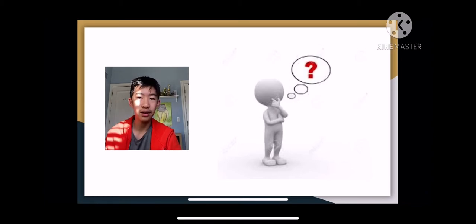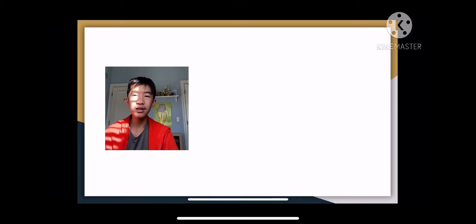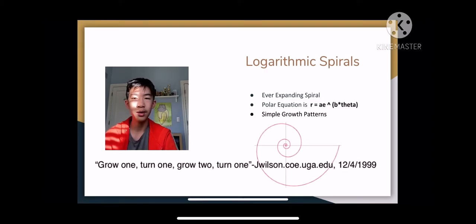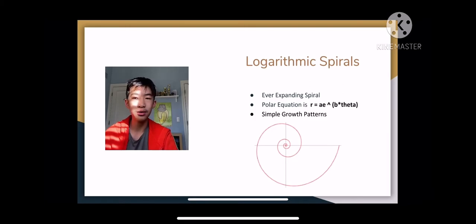Now, some of you people out there may not even know what a logarithmic spiral is. So, what is it really? A logarithmic spiral is a spiral that follows simple growth patterns such as grow 1, turn 1, grow 2, turn 1. It's an ever-expanding spiral that grows exponentially with its angle. The polar equation, which is an equation used to graph it, is r equals a times e to the exponent of b times theta, where r is the distance from the origin, which is 0, 0, theta is the angle from the x-axis, and a and b being arbitrary constants.